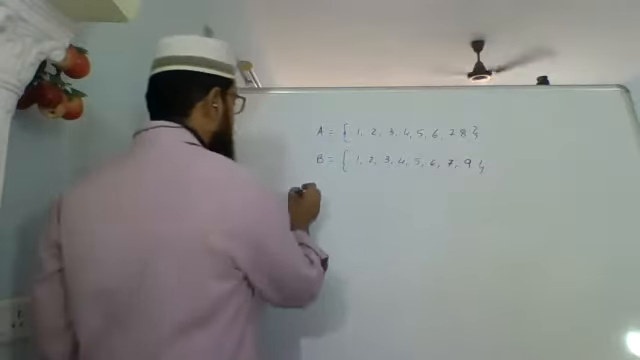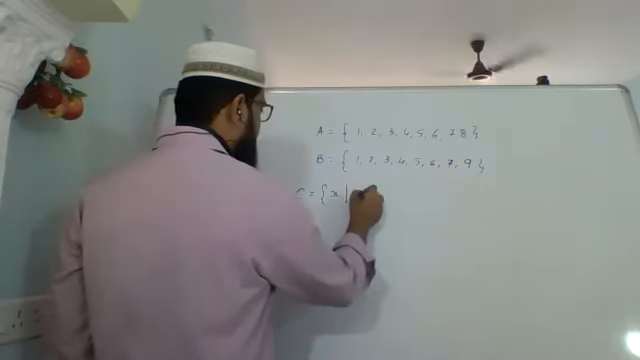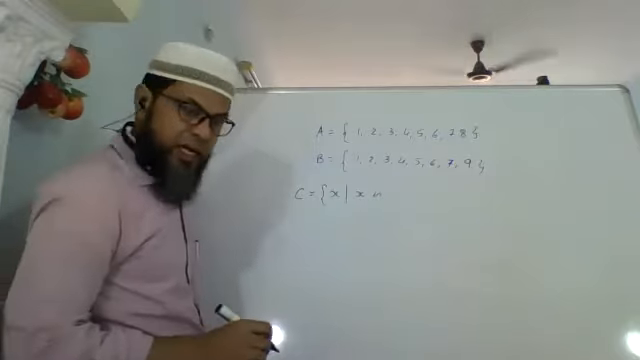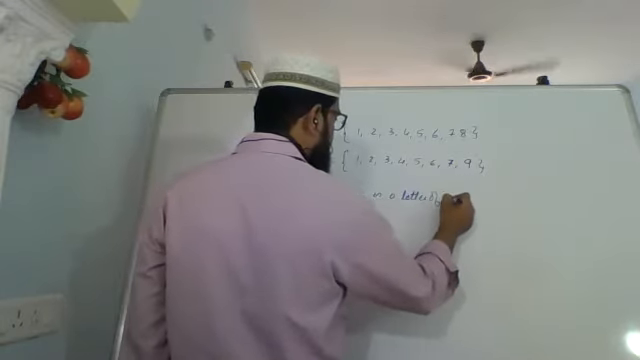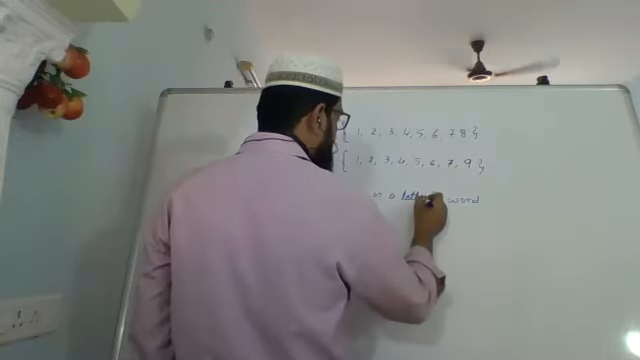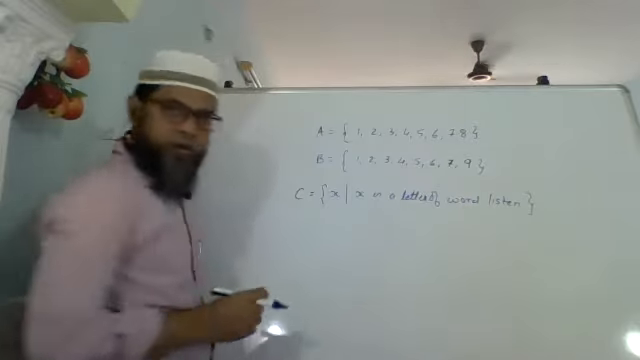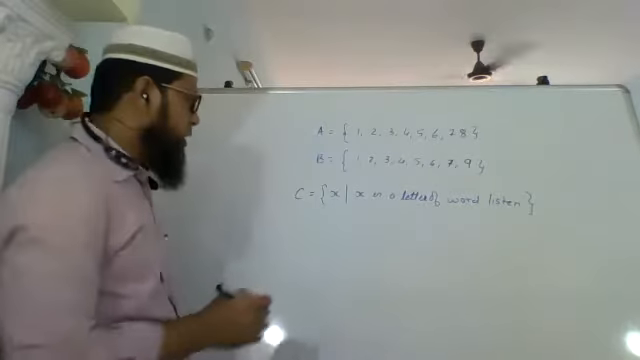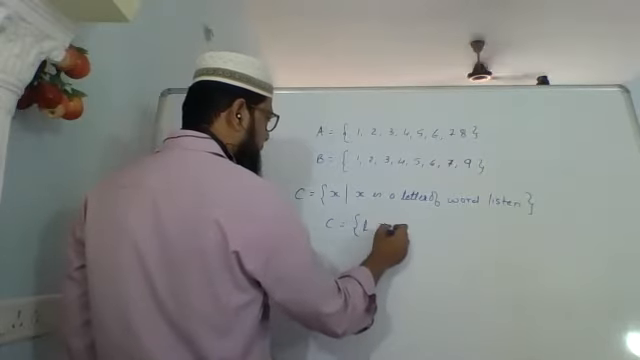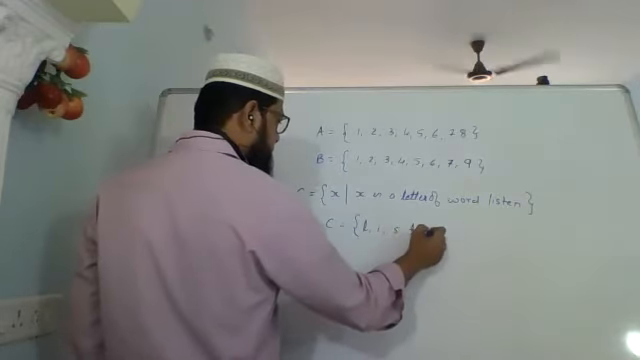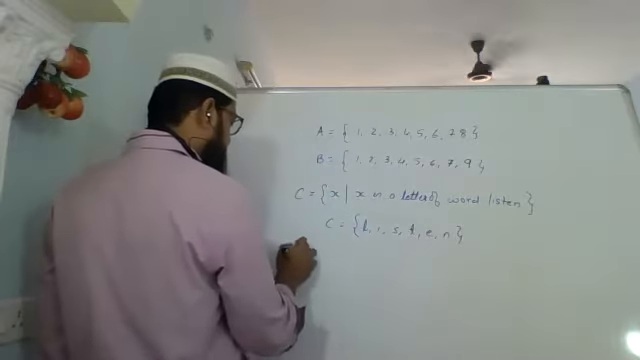Okay. For example, let's say C is a set of all X such that X is a letter of the word listen. Okay, so what will C be? C will be actually L, I, S, T, E, and N. And D.